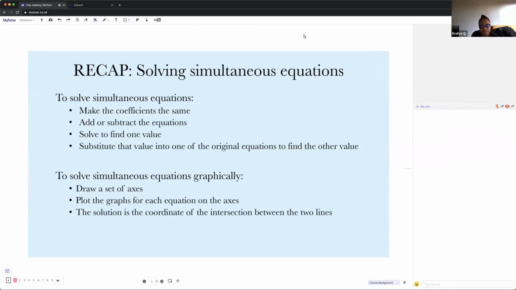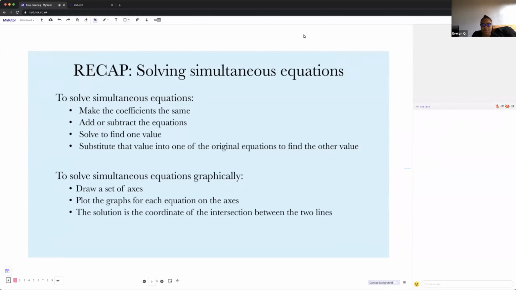And once you have one of those values, you can substitute that value back into the original equation and find the other one. So we had a look at that yesterday. We're going to go through a recap question on that in a second as well. But we also had a look at solving simultaneous equations graphically. So remember, to do that, you'll draw the set of axes, plot the graphs, and then the solution for x and y will be where the two lines cross.